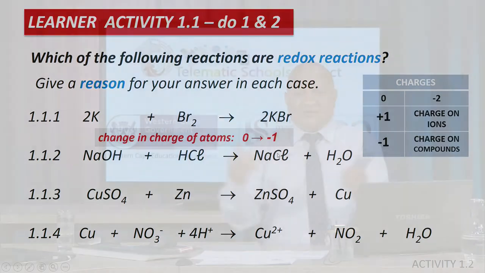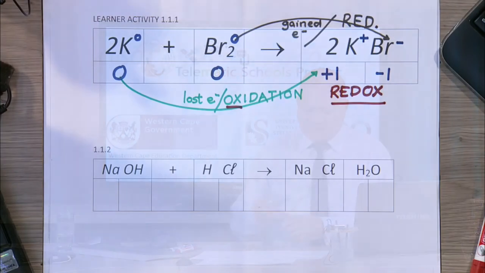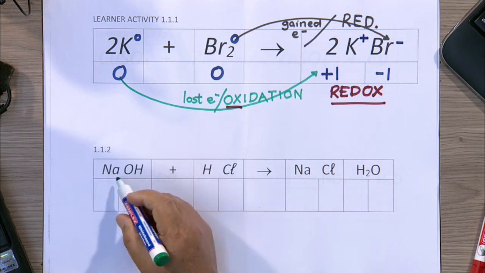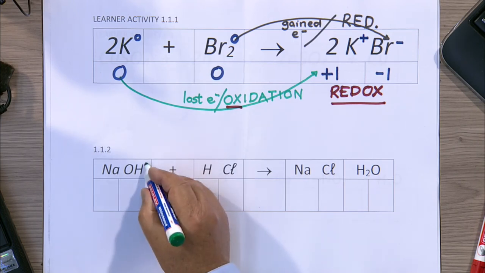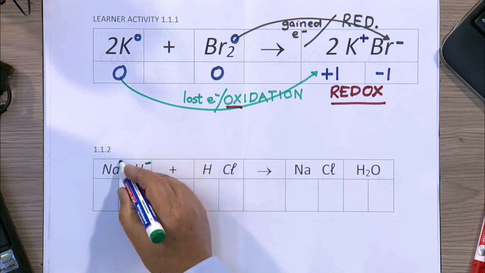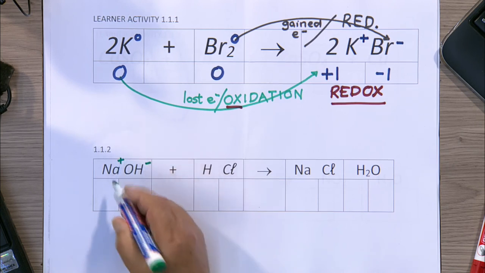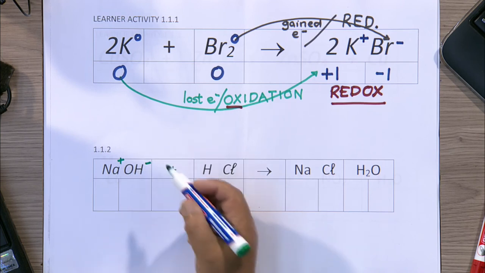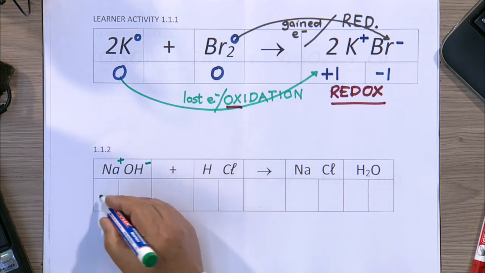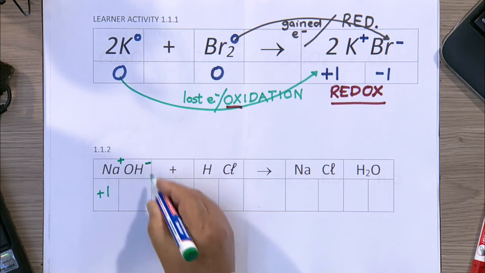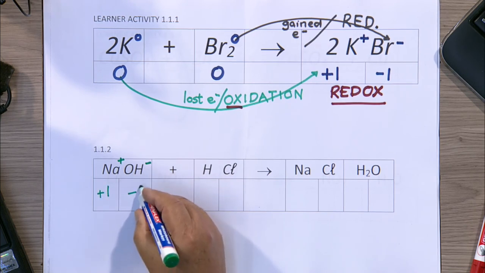Okay, let's then do the second one and see whether we can do a similar trick. Number one, let us look at sodium hydroxide. Sodium hydroxide, you know hydroxide is minus 1 and sodium is plus 1. You know that sodium is in group 1. Hydroxide, you had to learn in grade 10 already, is negative 1. So this is plus 1 for sodium, hydroxide negative 1.